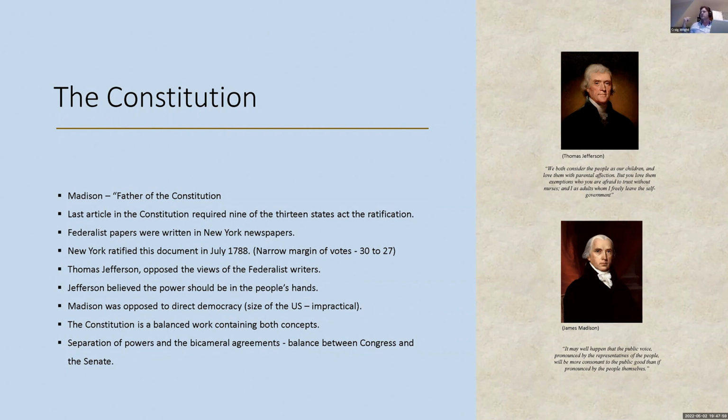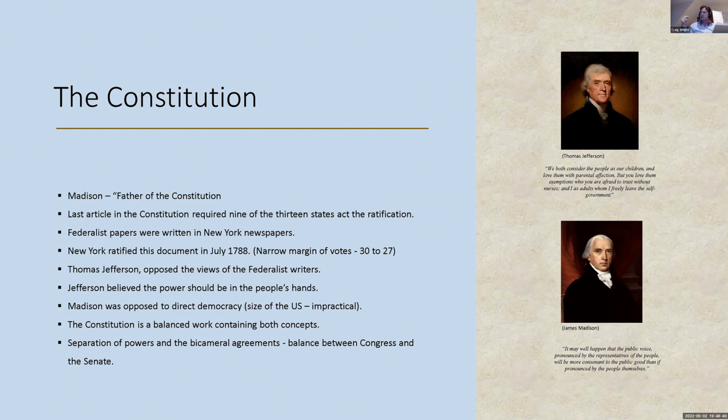Madison wanted the country to grow, to be larger, to implement new states. And this separation of powers that developed, the bicameral agreements between the lower and upper house, for instance, the Congress and the Senate, developed to help protect those areas. So as Madison says, the public voice pronounced by the representatives of the people will be more consonant to the public good than if pronounced by the people themselves. So this is why we have people vote for someone else who then votes, or the electoral college, etc.